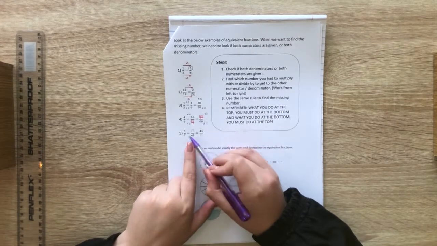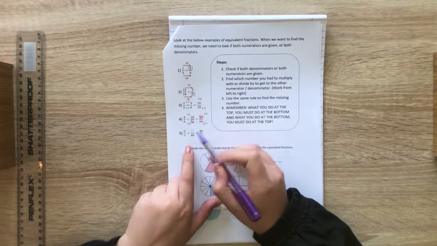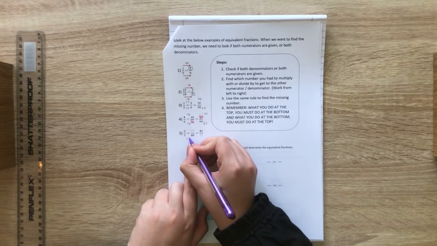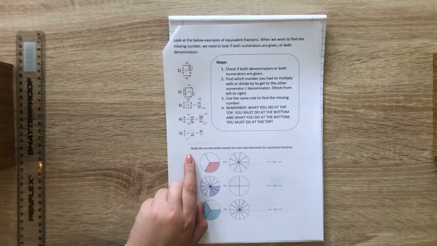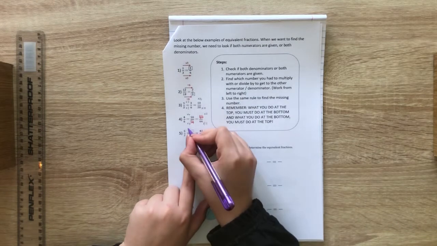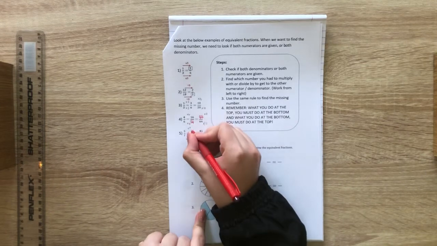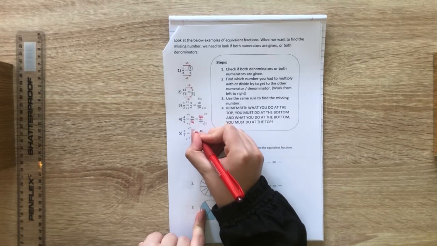Number 5, both denominators are given. So again, what are we doing to get from 7 to 49? We are multiplying by 7. What you do on the bottom, you must do on the top. 5 times 7 is 35.